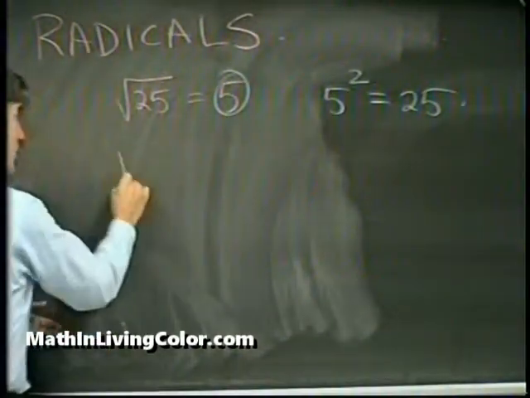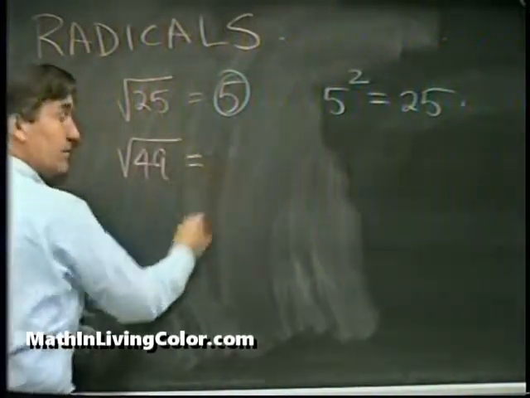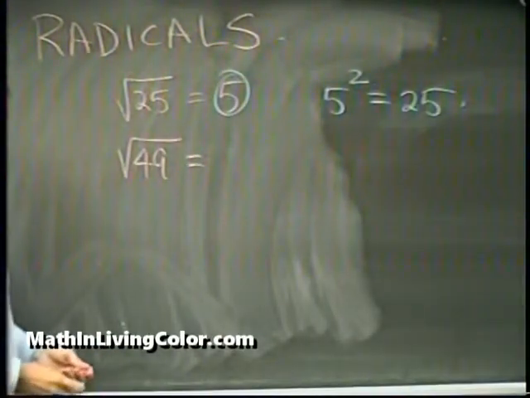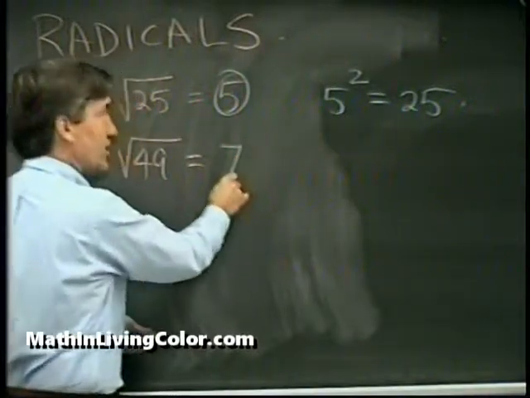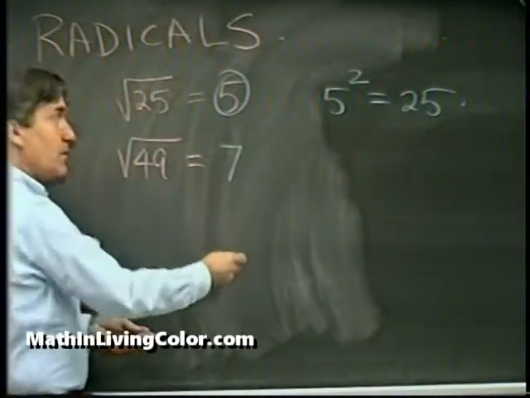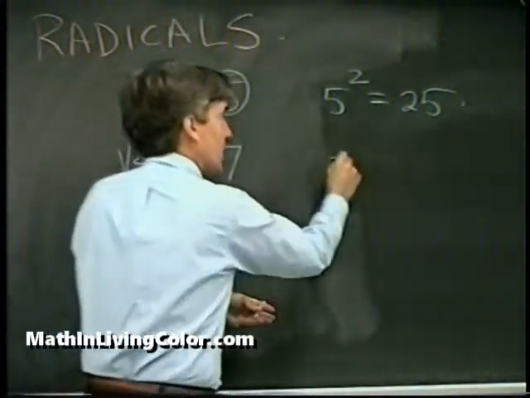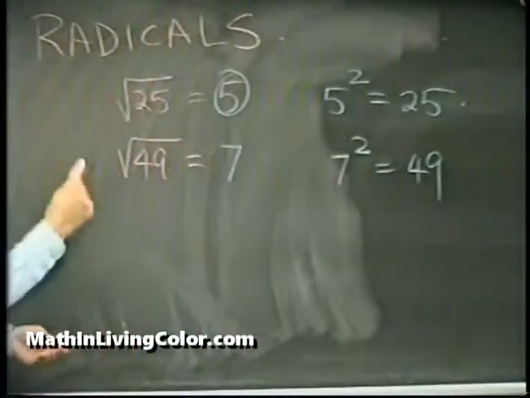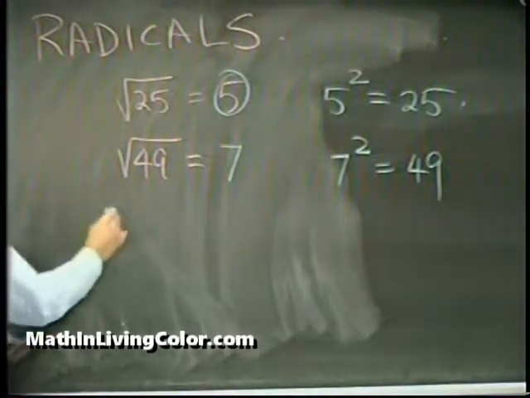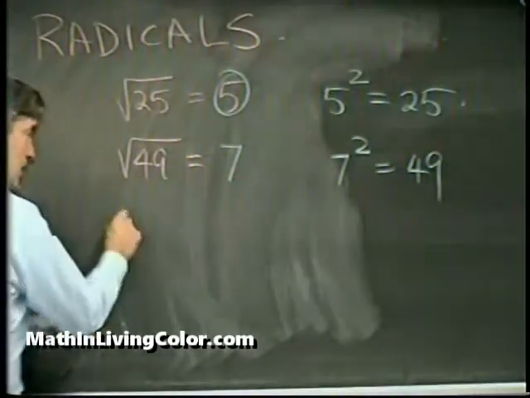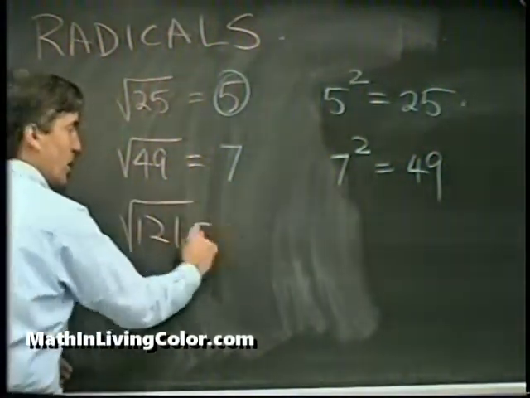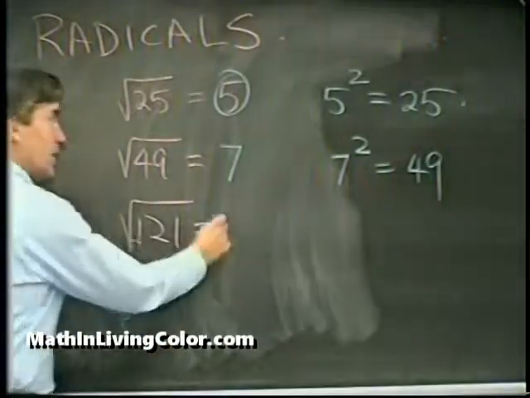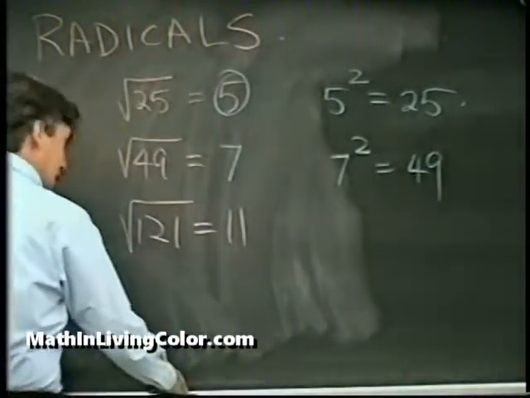Now, what about the square root of 49? Square root of 49 would be 7. How do we know it's 7? Because if you take 7 squared, you get 49, see? What about the square root of 121? What would that be? 11. And how do you know it would be 11?